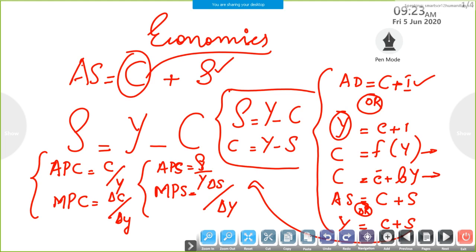Then APC is C by Y, MPC is delta C by delta Y, APS is S by Y and MPS is delta S by delta Y. Okay, this much you have to note down.